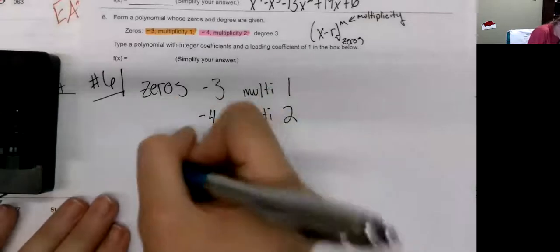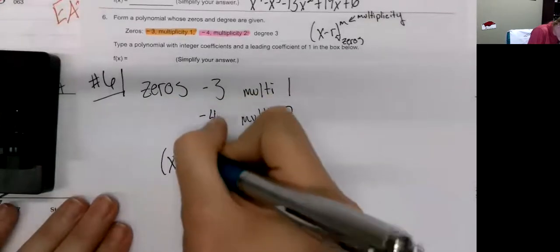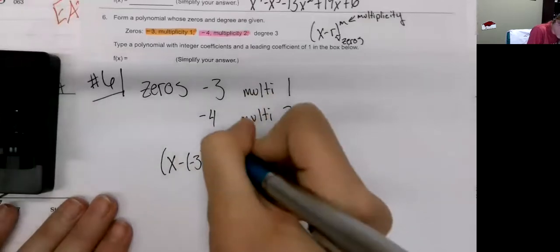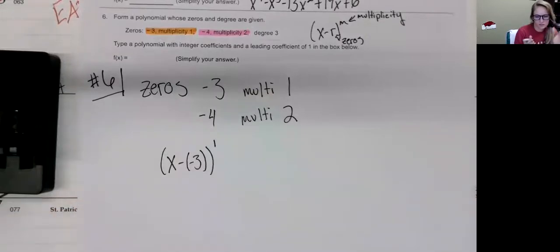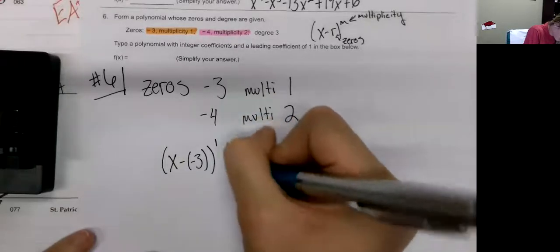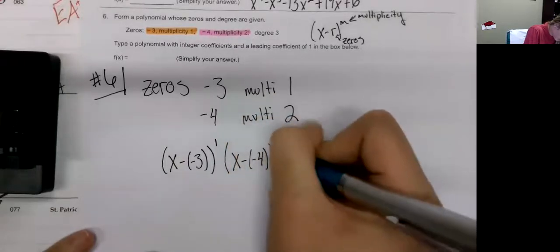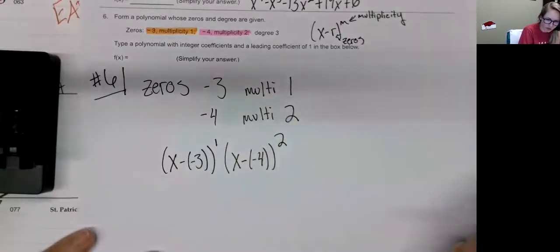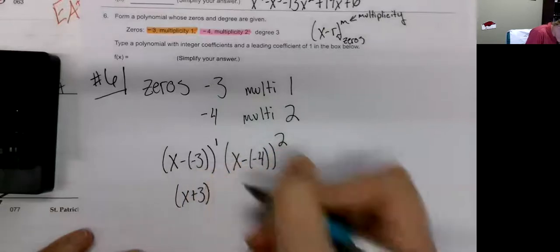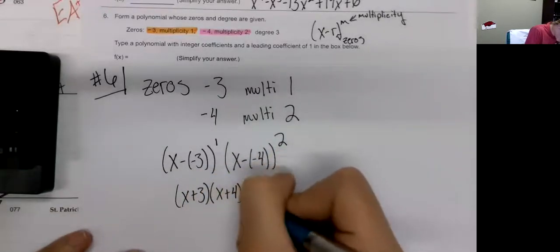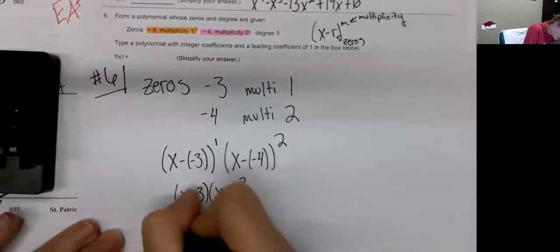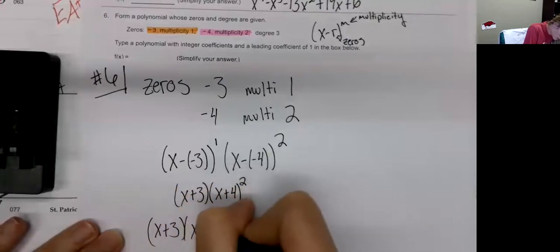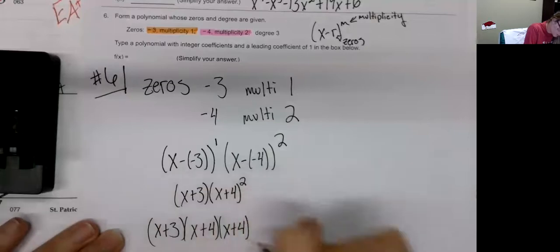So when I write these out, I'll do x subtract -3, multiplicity 1. And you don't have to write the 1 there. So x subtract -4, and that multiplicity would be 2. So let's simplify these. So I'd have x plus 3 and x plus 4, but this one is squared. So when I simplify this one down, I'm going to have to square that binomial x plus 4. So I'd have x plus 3 times x plus 4 times x plus 4.